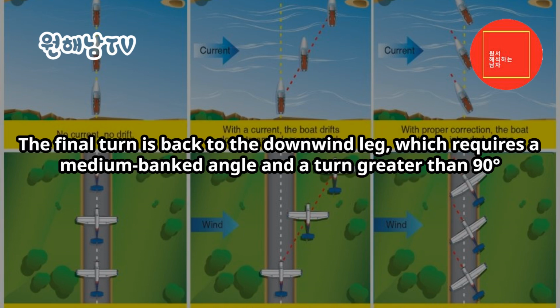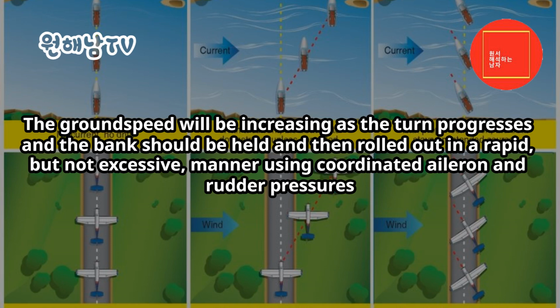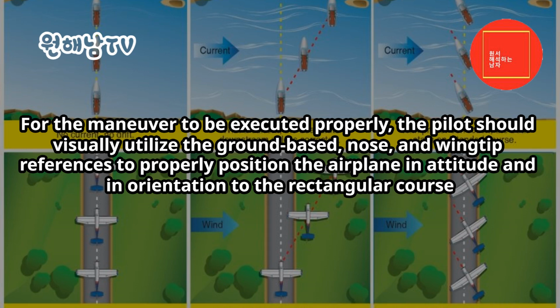The final turn is back to the downwind leg, which requires a medium banked angle and a turn greater than 90 degrees. The ground speed will be increasing as the turn progresses and the bank should be held and then rolled out in a rapid, but not excessive, manner using coordinated aileron and rudder pressures. For the maneuver to be executed properly, the pilot should visually utilize the ground-based, nose, and wingtip references to properly position the airplane in attitude and in orientation to the rectangular course.